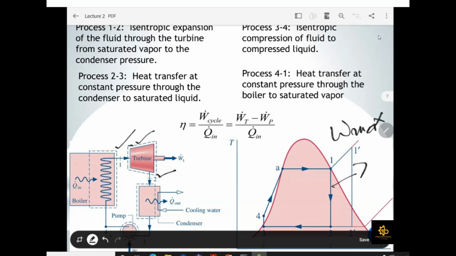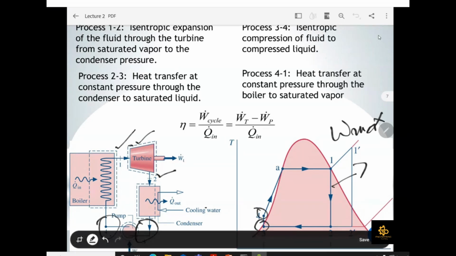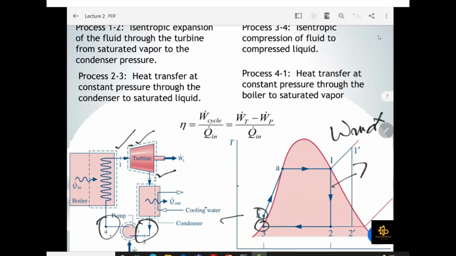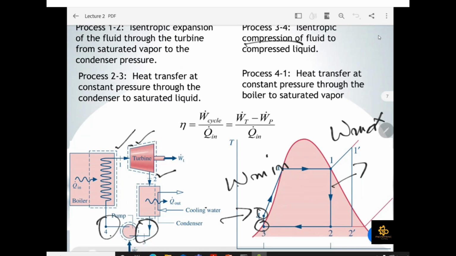Now looking at 3 to 4. Where is the 3? Point 3 is this one, for your pump. At 3 to 4, there will be isentropic compression of the fluid, to compress the liquid. What does this mean? Isentropic compression means that you have to supply minimum work to your pump. So we are giving minimum work and producing maximum output from your turbine. This is what is meant by isentropic compression and isentropic expansion in processes 3 to 4 and 1 to 2.